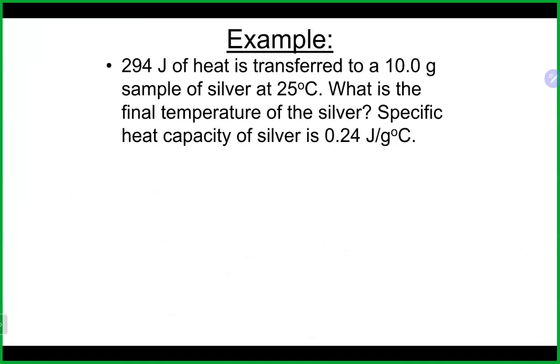We have 294 joules of heat transferred to 10 grams of silver at 25 degrees Celsius. What would be the final temperature of the silver if the specific heat capacity is 0.24 joules per gram per degree Celsius? Take a few minutes there, see what you come up with.